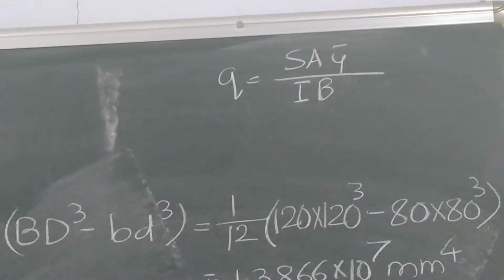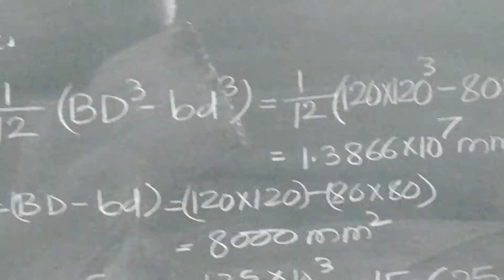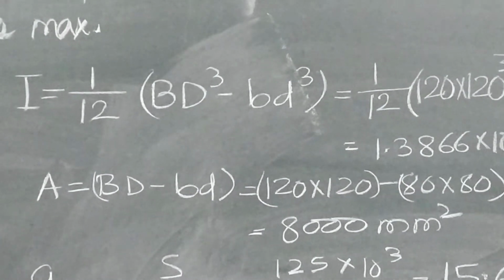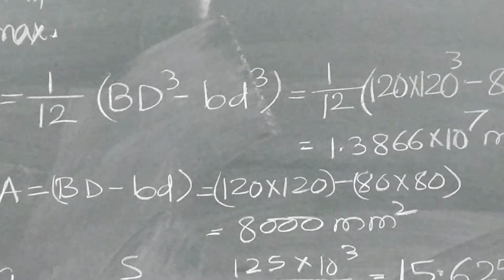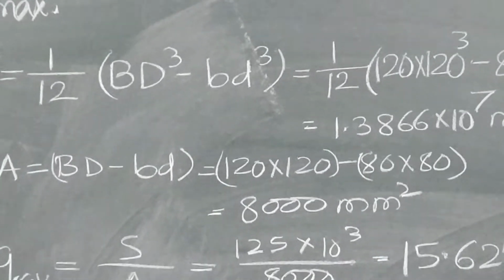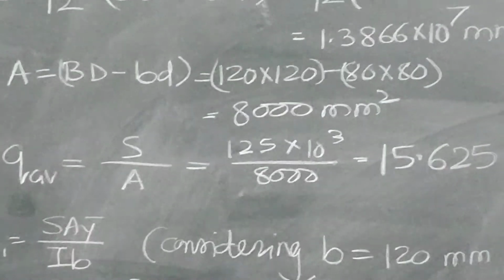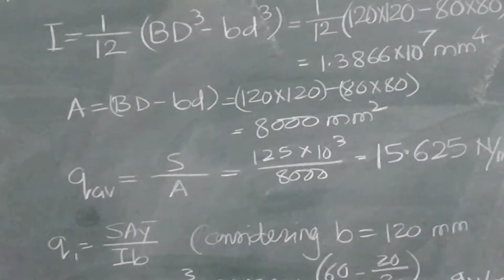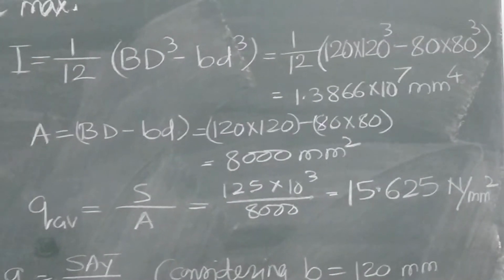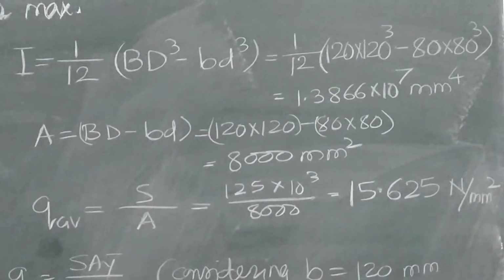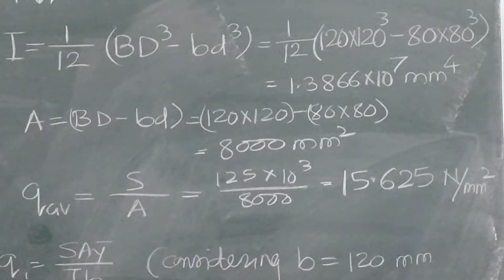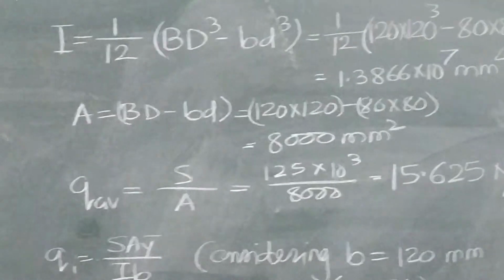The second parameter you have to find out, because S is given, is A, area. Capital BD minus small bd, that is 120 by 120 minus 80 by 80, that comes out to be 8000 mm square. Q average, we know Q average is equal to S upon A. S is given, area we have just calculated, so S upon A is 125 into 10 raised to 3 divided by 8000, that comes out to be 15.625 Newton per mm square. So this is the first parameter we have calculated.